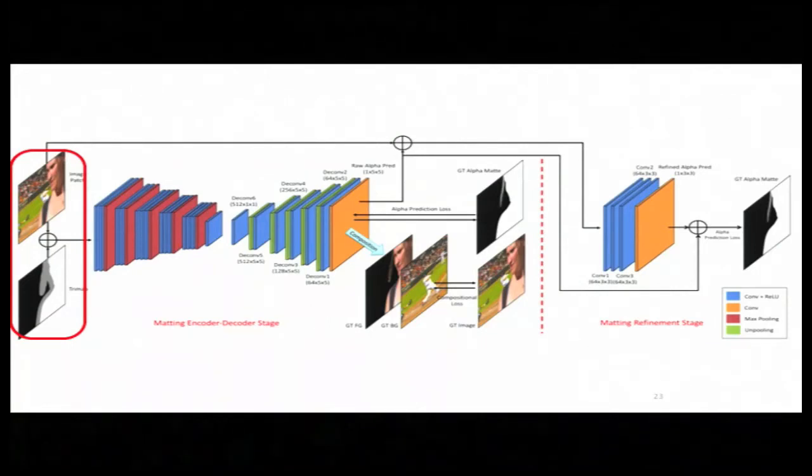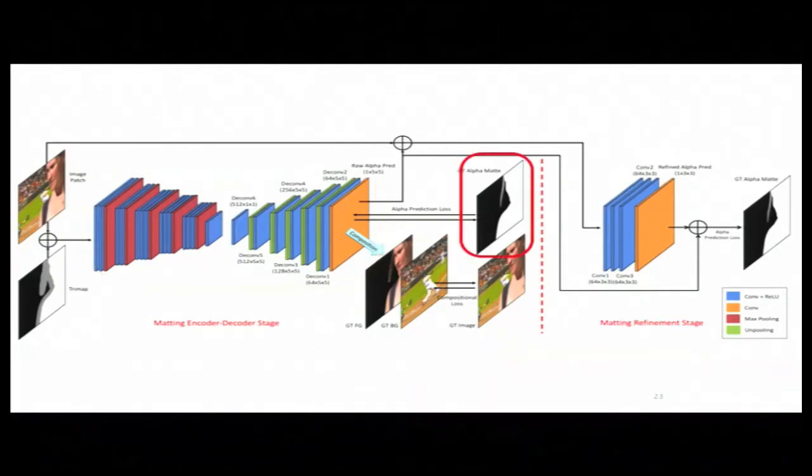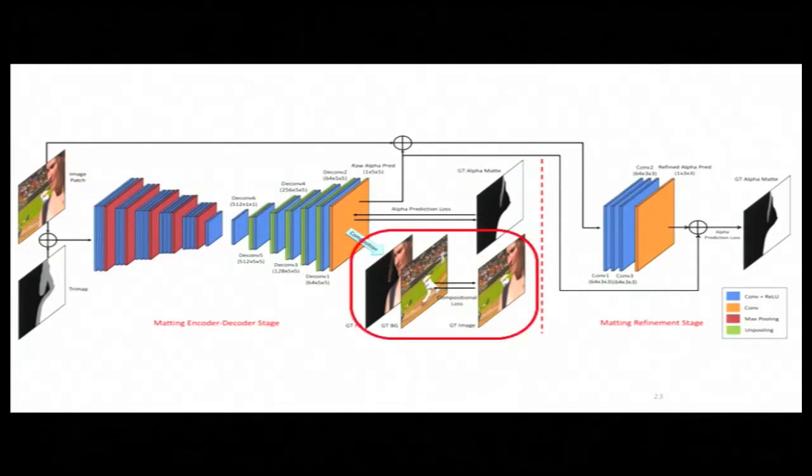So it's a four-channel input. The encoder part of the encoder-decoder is initialized with VGG16, and the decoder just tries to get the full resolution result back. And we have two kinds of loss. The first is a comparison between the predicted alpha values and the ground truth alpha values. And since we also have the ground truth foreground and background images, we can compose these two images using the predicted alpha values and compare the result with the ground truth RGB image patch.